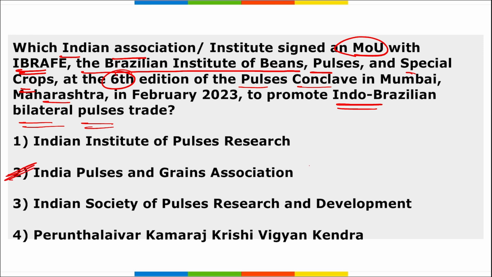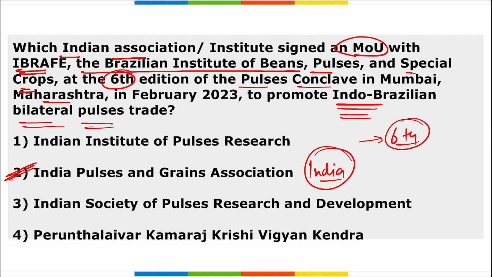So I repeat, the India Pulses and Grains Association has recently signed an MOU with the Brazilian Institute of Beans, Pulses and Special Crops. This was signed during the 6th edition of the Pulses Conclave, held in Mumbai, Maharashtra, and the sole reason was to promote India-Brazil bilateral pulses trade. So correct option 2, and this is important.